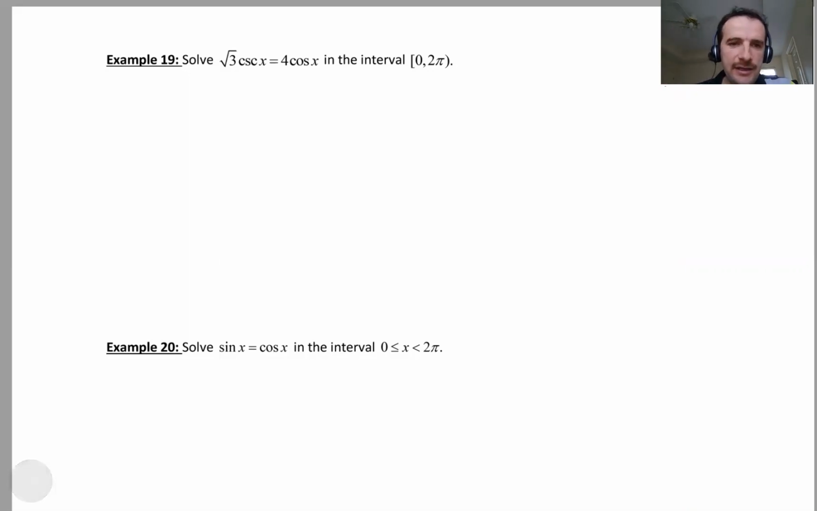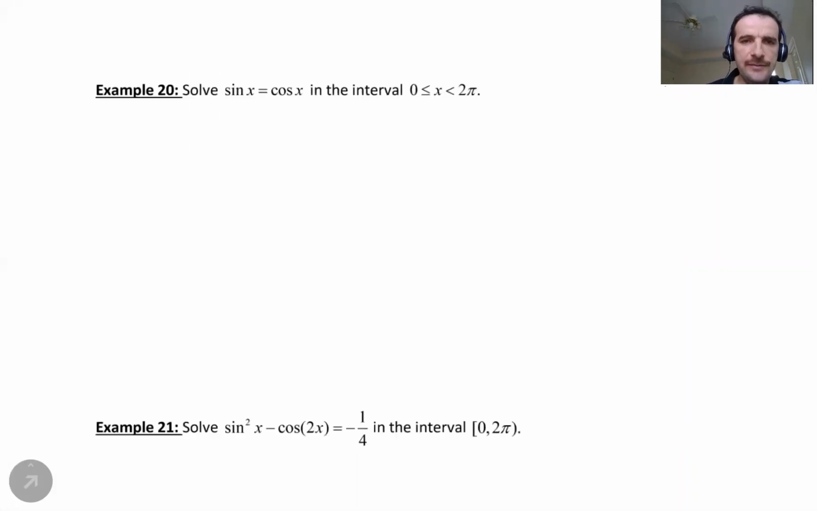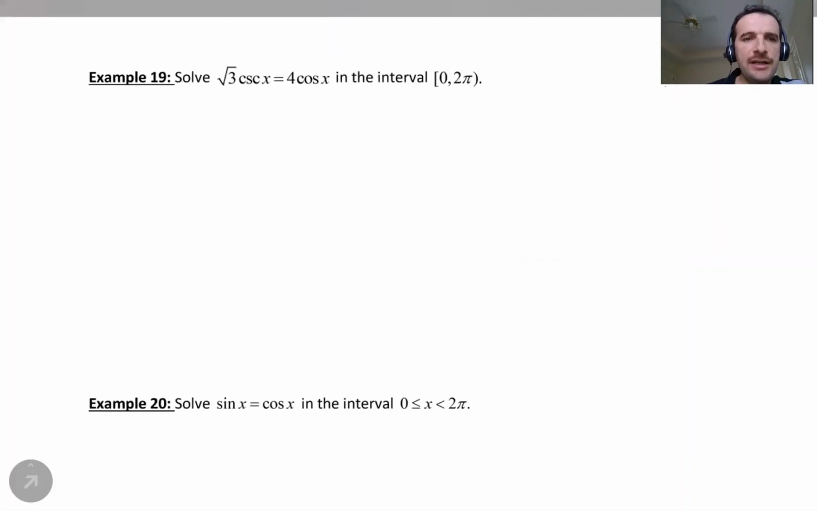Okay, I have, I guess, 3 more examples, right? 3 or maybe 4. 3, yes. Okay. All right.